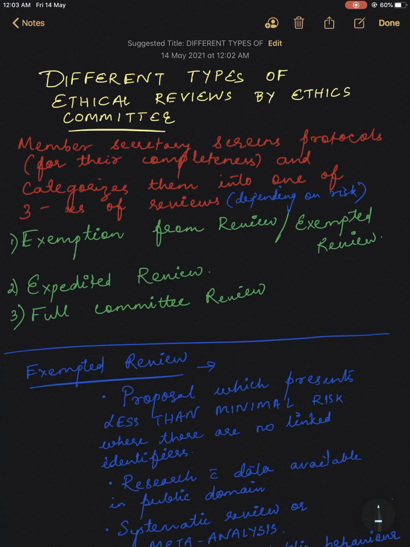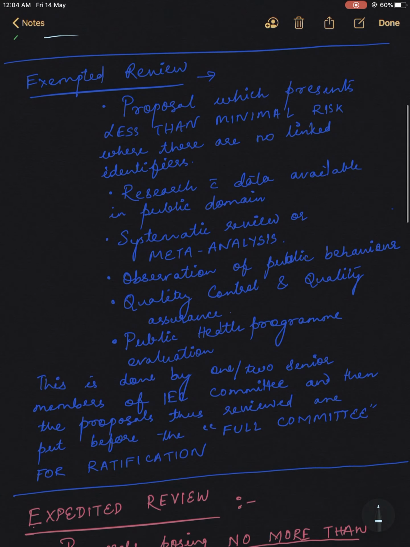than minimal risk. So, based on that, the member secretary usually screens the protocols for their completeness and categorizes them into one of the three types of reviews. These three types of reviews are exempted review, expedited review, and full committee review. So first, coming to the exempted review.